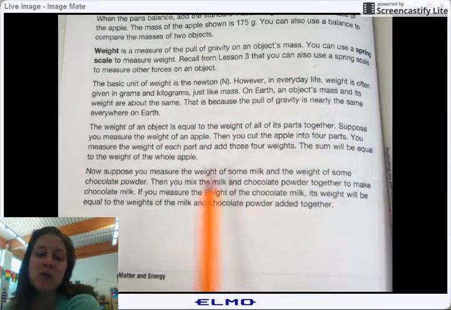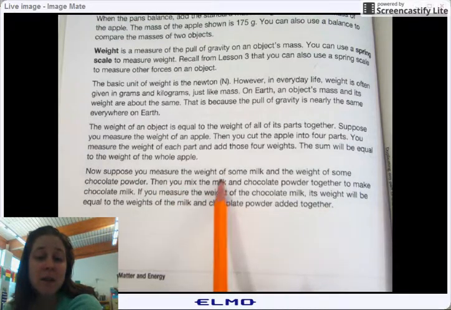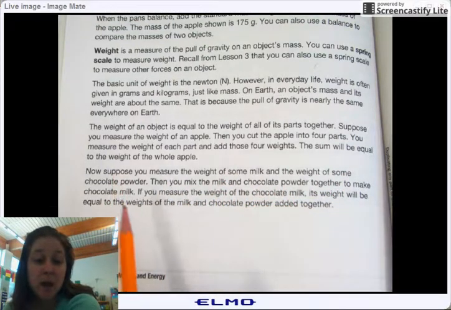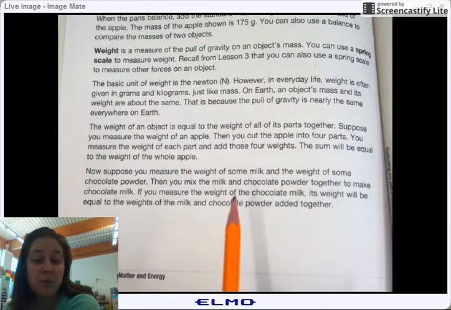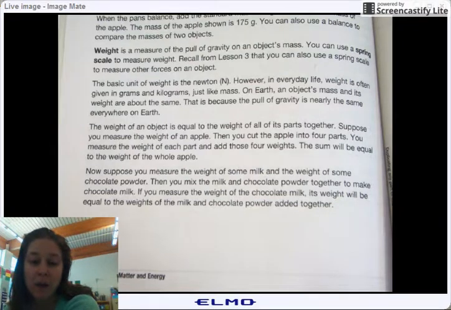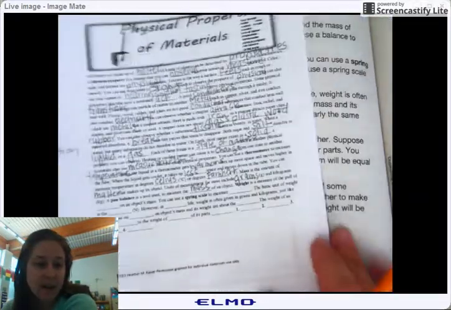Now, suppose you measure the weight of some milk and the weight of some chocolate powder. When you mix the milk and chocolate powder together to make chocolate milk, you measure the weight of the chocolate milk. Its weight will be equal to the weights of the milk and the chocolate powder added together. Remember what we called that? We talked about that at the beginning of the year. Laws of conservation there.